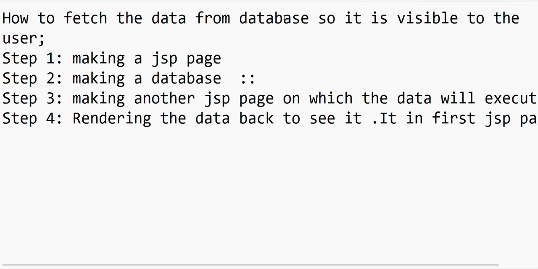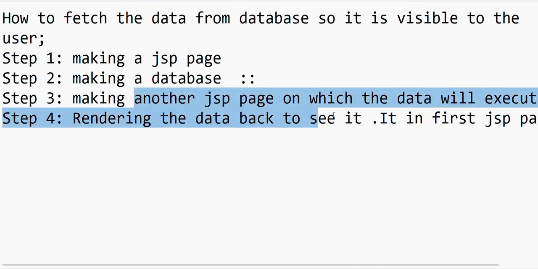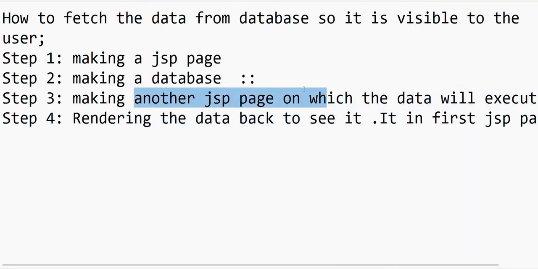So how will we fetch the data from the database and get it visible on our JSP page? Mainly these are the 4 steps. First we have to make a JSP page, then we have to make our database which will store all the information. Then we have to make another JSP page on which the data will be executed, with all the request examples, like the name will come and we will get it from here and all that.